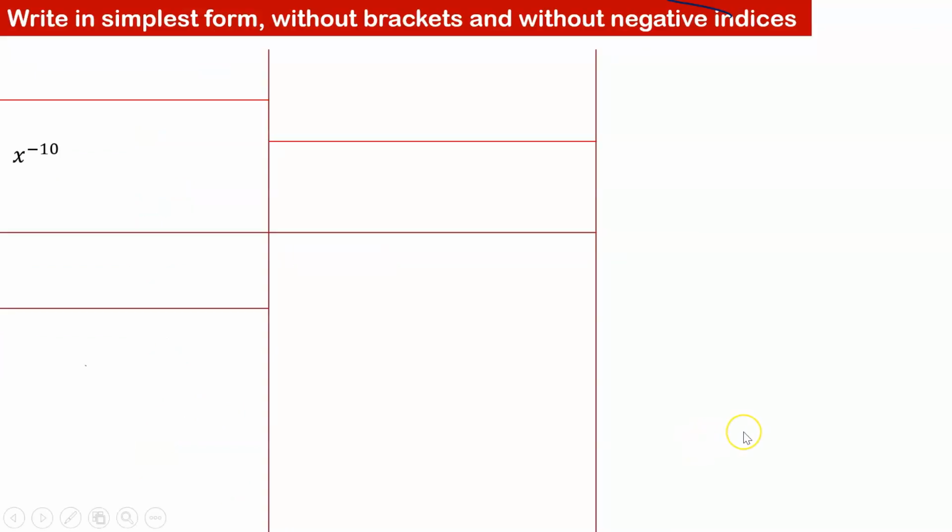Okay, next set of questions. We have to write these in simplest form, without brackets, and also without negative indices. Now in the first question here, we don't have brackets to worry about, but we do have a negative index. Now can you please not do what some of my students have done in the past, and they say, oh, I need to write it without a negative index.